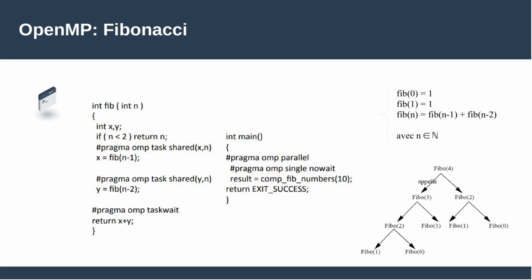In OpenMP, calculating Fibonacci numbers involves parallelizing the recursive formula fib(n) = fib(n-1) + fib(n-2). This approach efficiently computes each Fibonacci number by distributing tasks across multiple threads, enhancing performance. For instance, fib(0) and fib(1) both equal 1, serving as base cases. This method optimizes recursive calculations, crucial for large-scale computations.